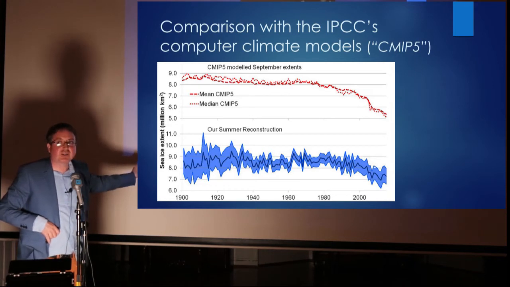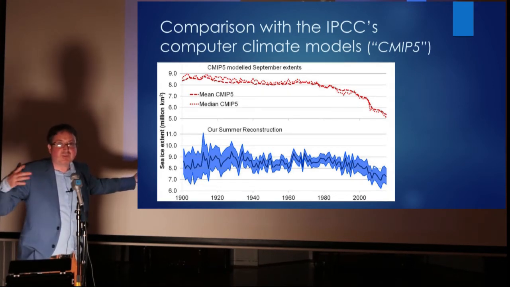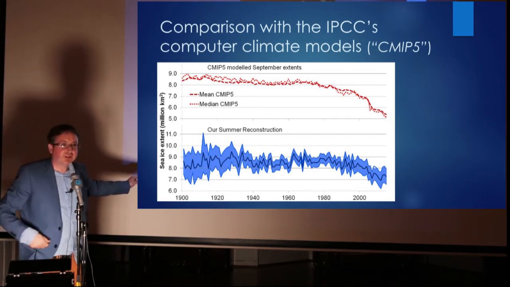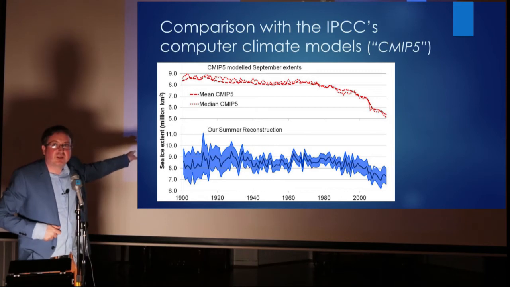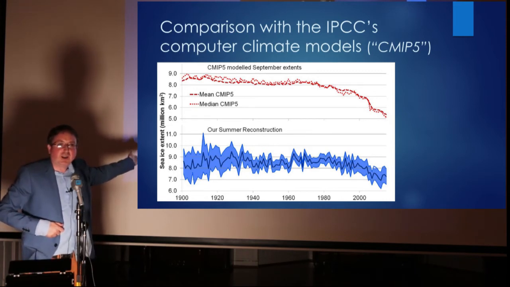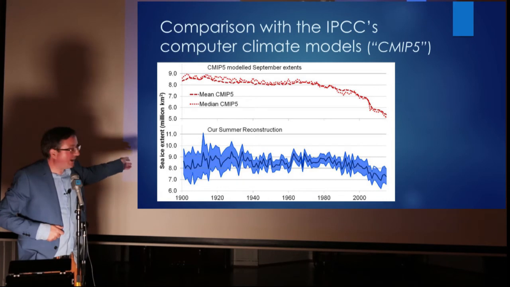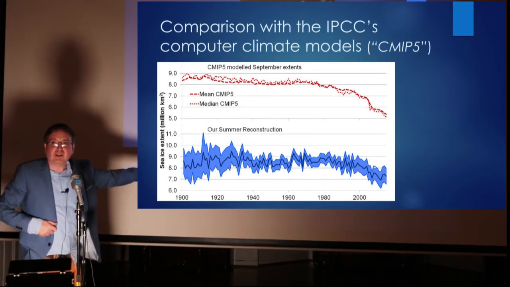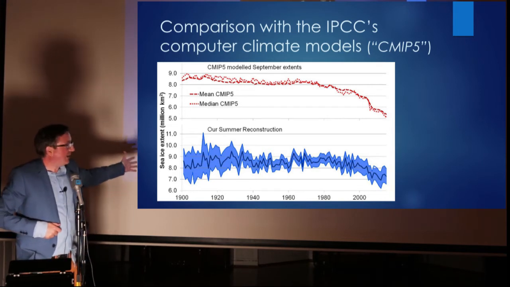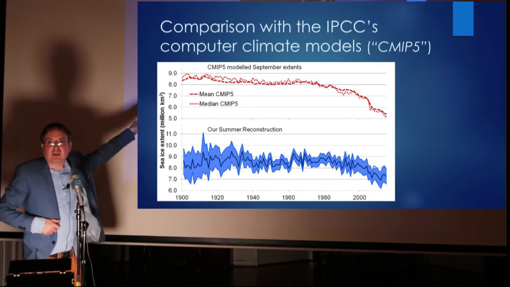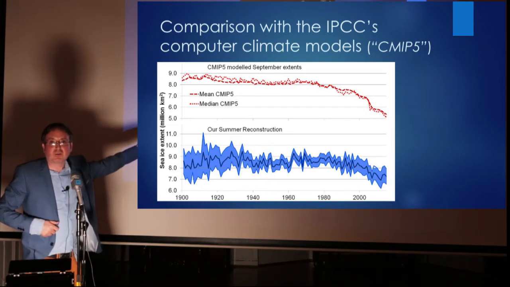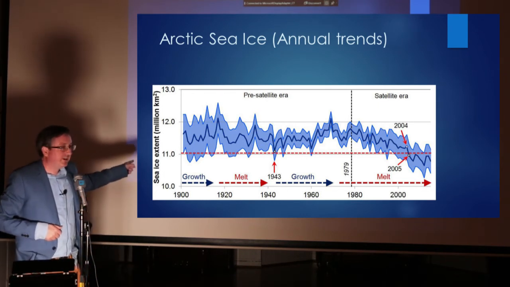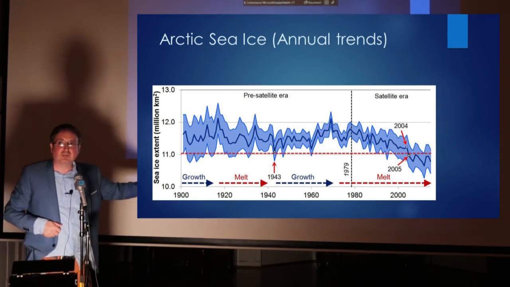Now you can see there are large error bars, and hopefully with future work we can get more information and improve it. But you can see this multi-decadal pattern: the Arctic was expanding in the early 20th century, then declining, and then expanding, and then declining. And it's not quite as dramatic. It doesn't seem to match well with what the models were predicting should have happened. And just to look up close, you can see periods of growth and melt.